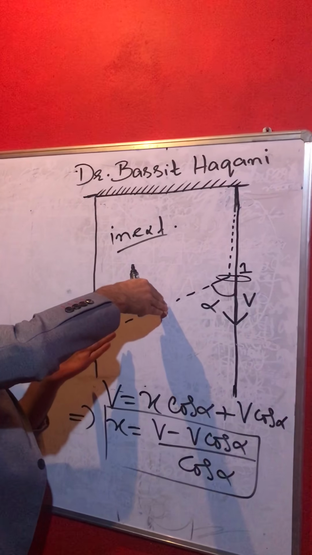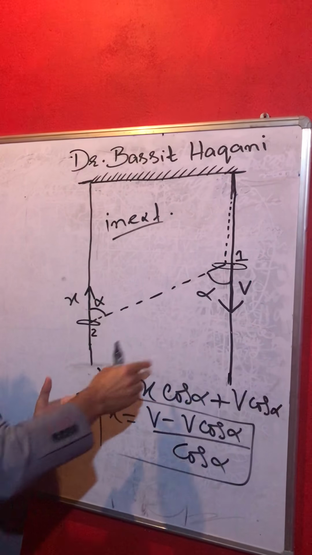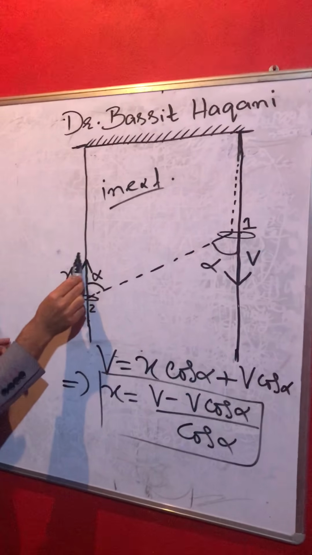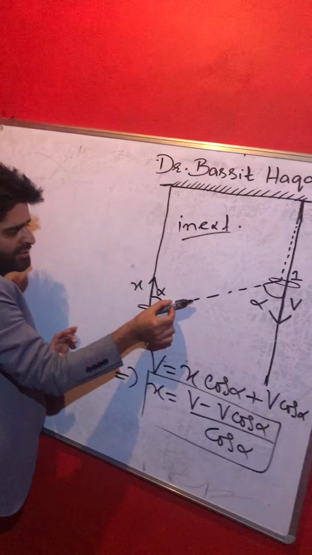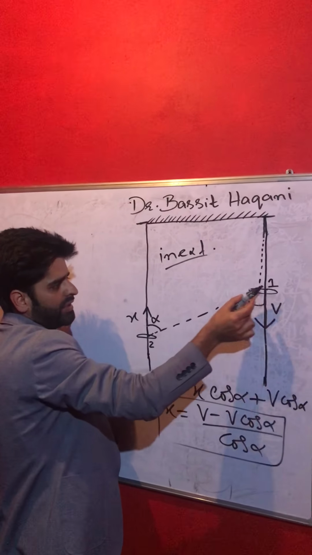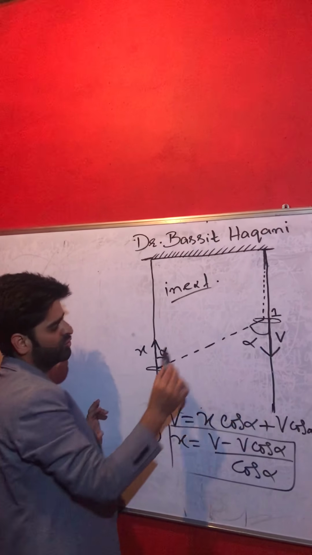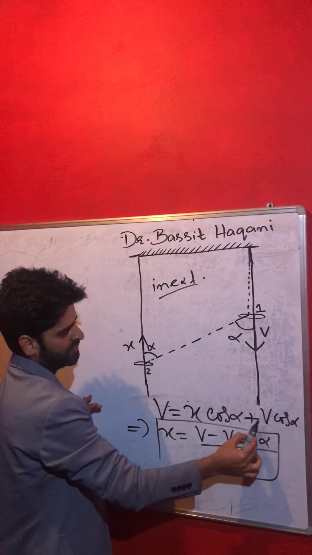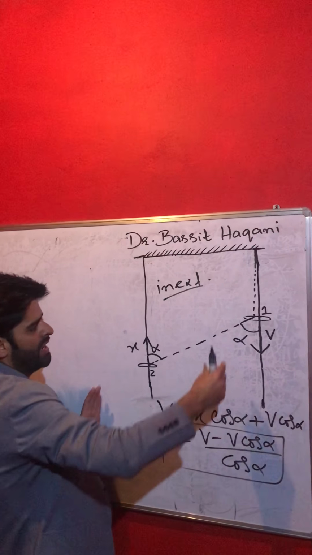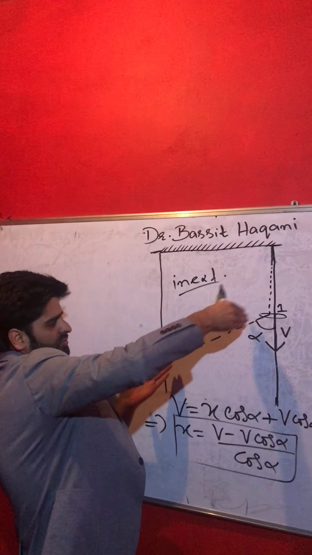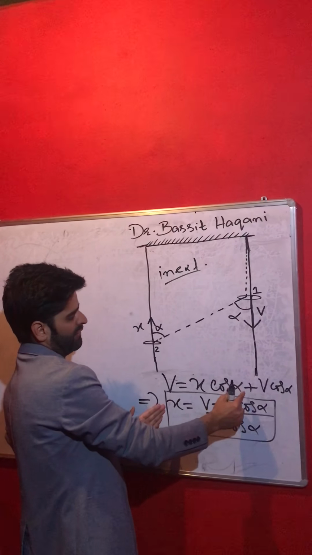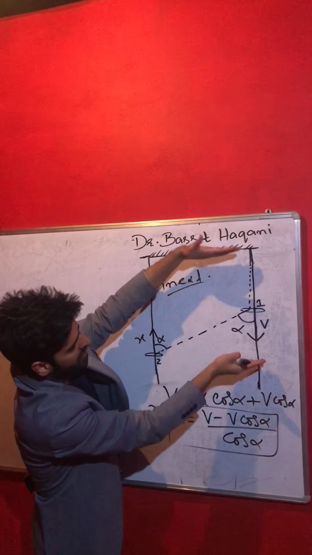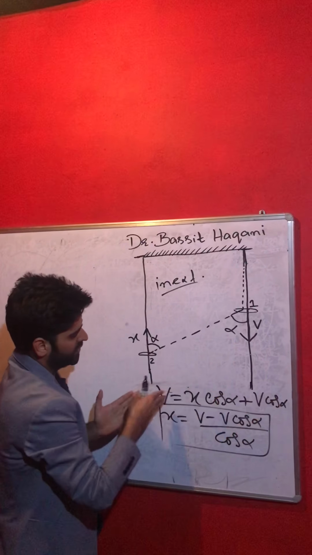It will decrease at a rate of the relative velocity between 1 and 2 in this direction, and the relative velocity is this component of x, that's x cos alpha, plus this component of v, that's v cos alpha. So the relative velocity in this direction is x cos alpha plus v cos alpha. That means the rate at which this part of the string decreases is x cos alpha plus v cos alpha, and the rate at which this part of the string increases is v, and both the rates must be equal.